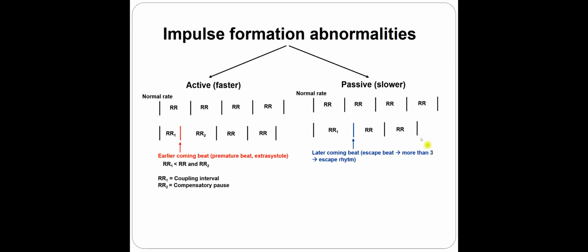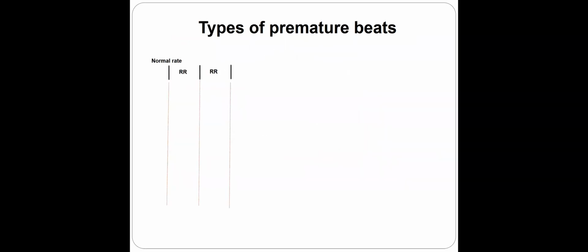Now, if we have, for example, a later coming beat, and not only one beat but three or more, that's a rhythm. So usually if we have an early coming beat that is coming at least 3 times, that's a rhythm. This is what we call rhythm. All right, so 3 or more, that's rhythmic, and this is what we're talking about, the slower rate, that's an escape rhythm, and an escape rhythm always comes from nodal tissue. If not from the sinus, it has to be from the AV, or it should come from the ventricle, from the Purkinje fibers.